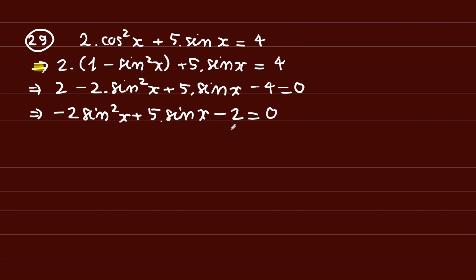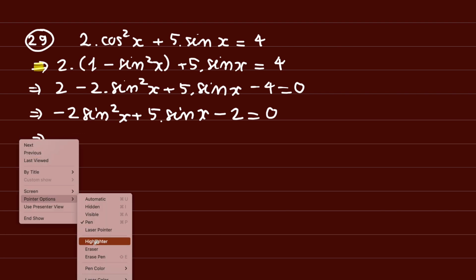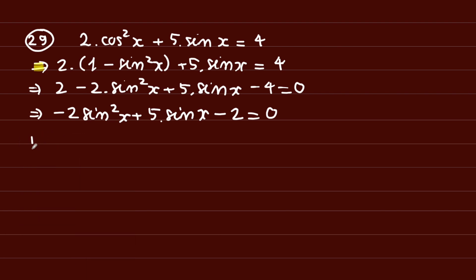Why you got minus 2 here? Because you have 4, you got minus 4 here and you got 2 here. 2 minus 4 equal to minus 2. After this step, I think you can put sin h equal to t. Put sin h equal to t, and the interval for t is minus 1 to 1 now.